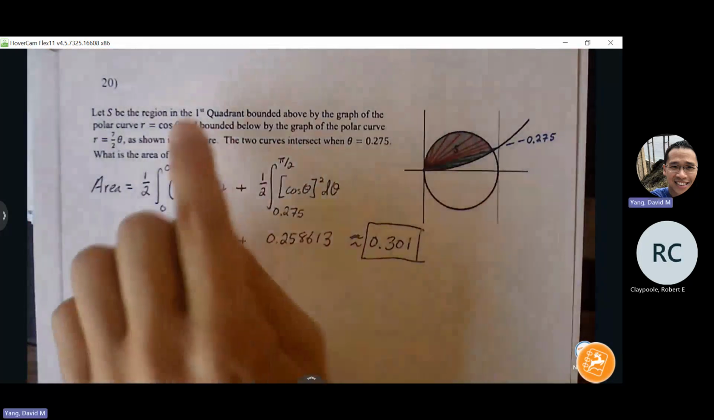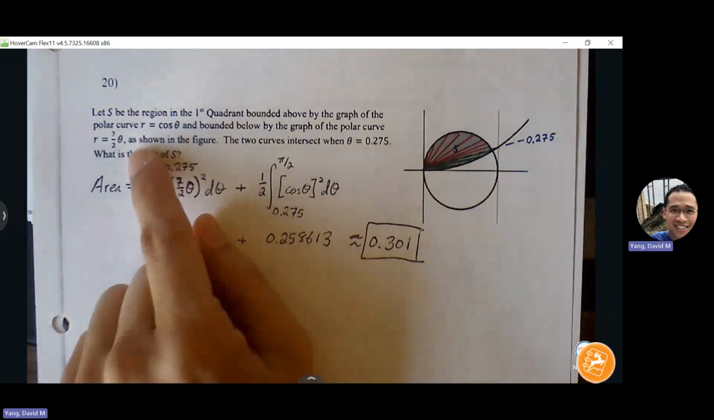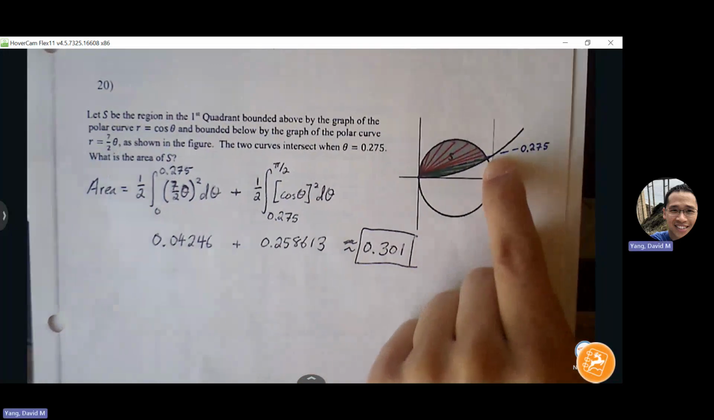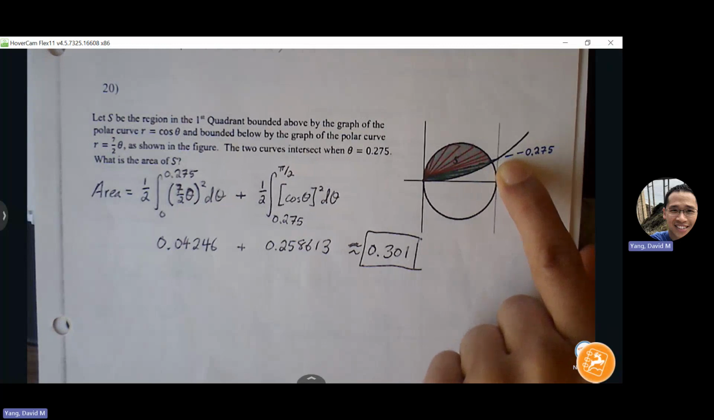And then number 20, we have the polar curve, r equals cosine theta, that's the circle. And then we also have this curve here. The two curves intersect at theta equals 0.275 radians. What is the area of S?